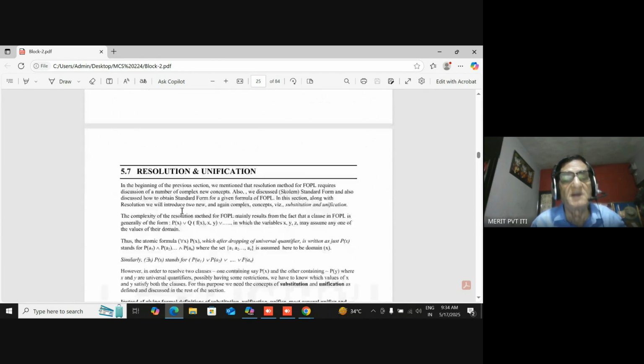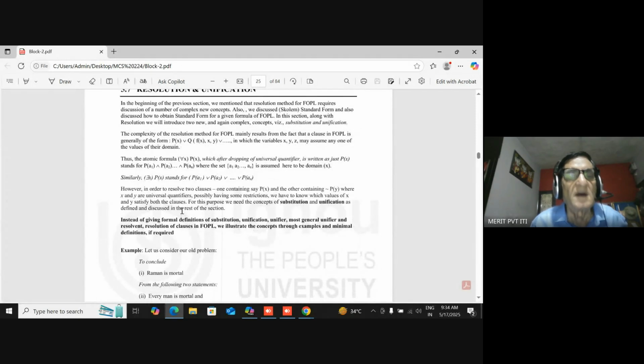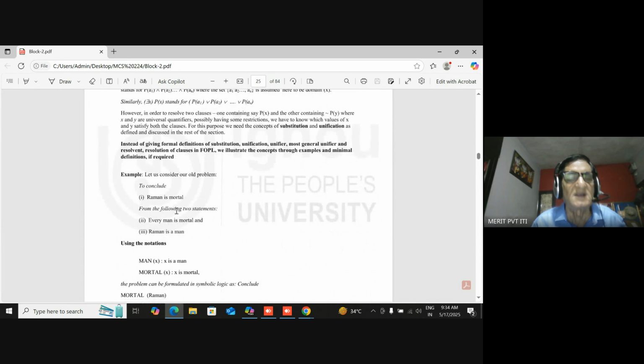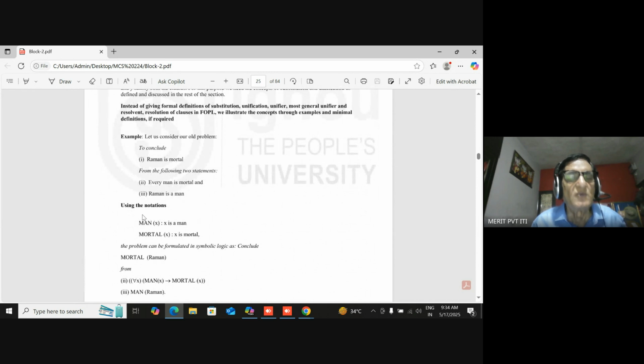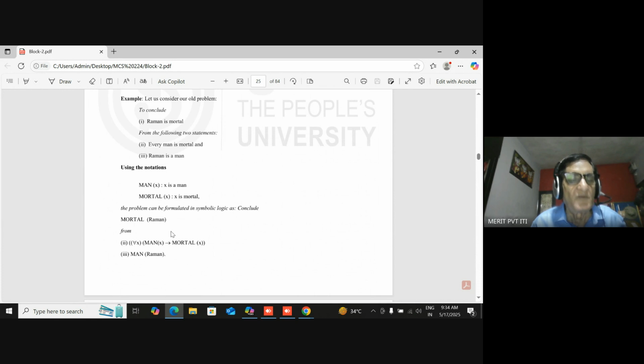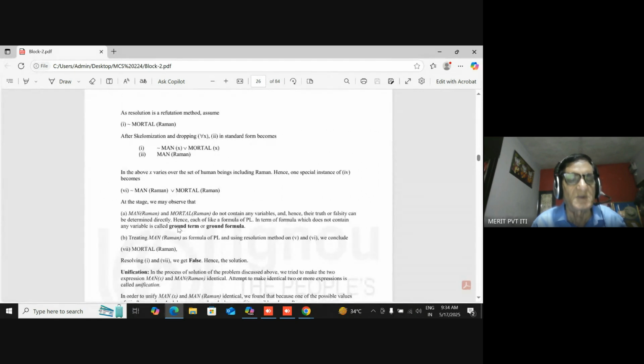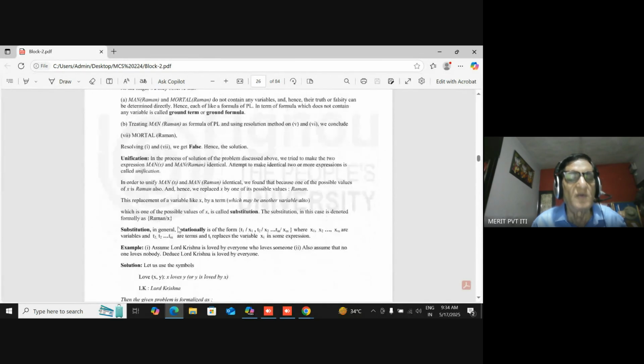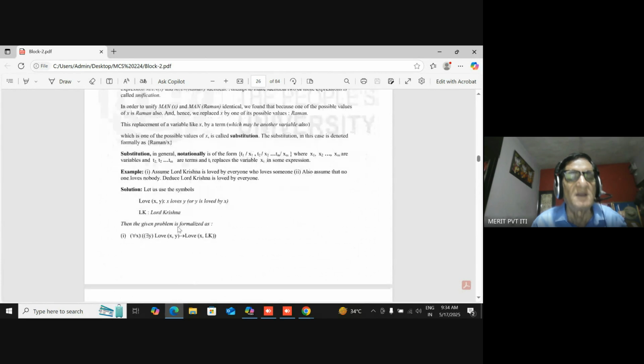Resolution and unification. This also you can read, instead of giving formal definitions of substitution, unification, unifier, most general unifier, and resolvent. Let's consider this: Raman is mortal, from the following two statements. Every man is mortal and Raman is a man. Using the notation man(X), X is a man, mortal(X), X is mortal, mortal(Raman). All this process is shown here. How do you ultimately come out that Raman is mortal?